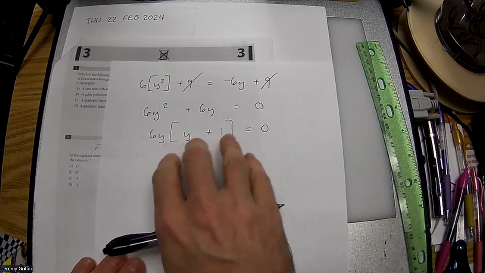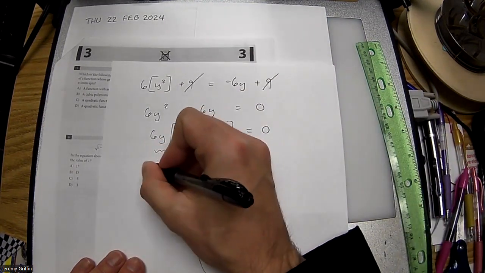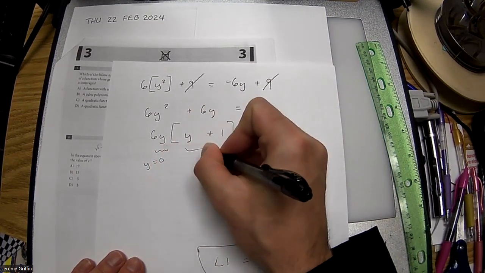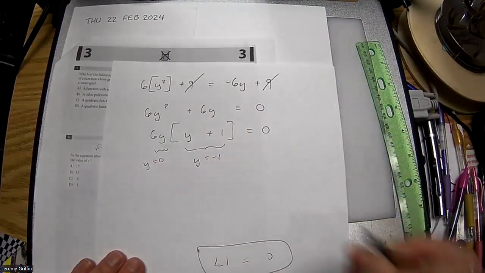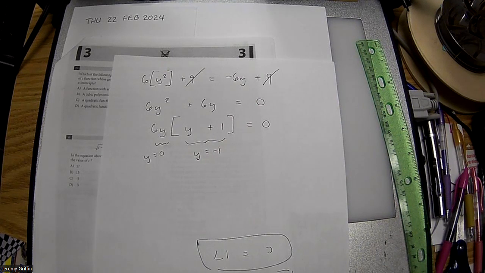Because now I have things that are multiplied to 0. And just like a few questions ago, if either part is 0, the whole thing's 0. So y could be 0, y could be negative 1. Those are the y values of the 2 solutions. Right, guys good? Okay. No, we're not done yet, but that was the first part.